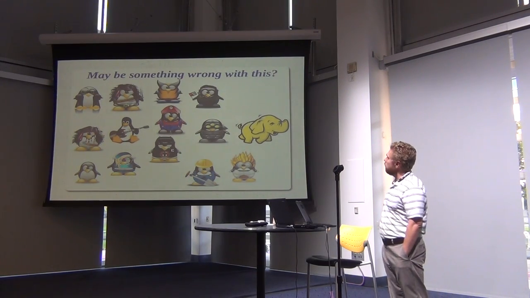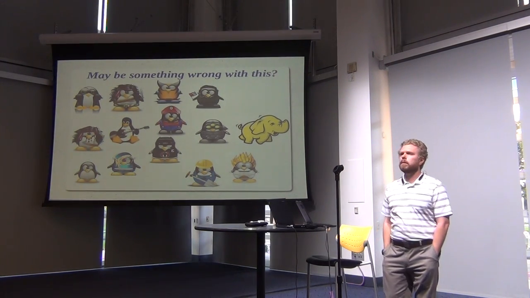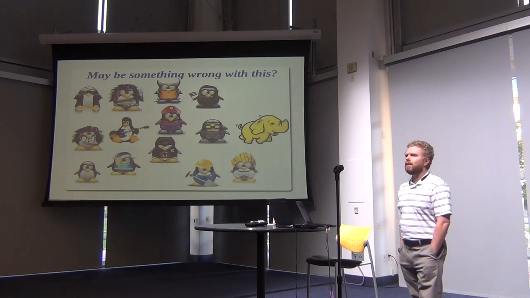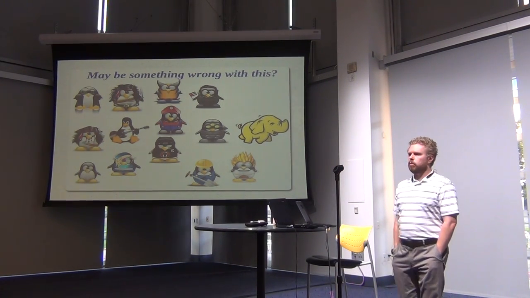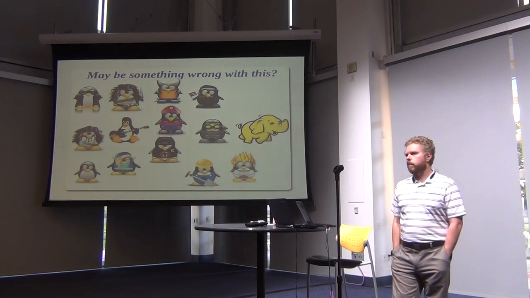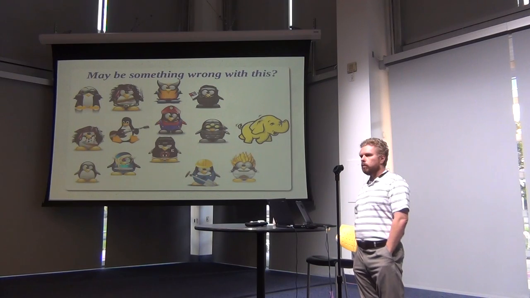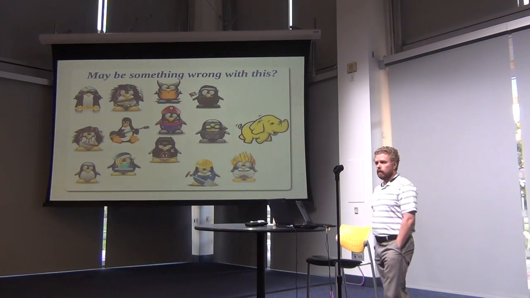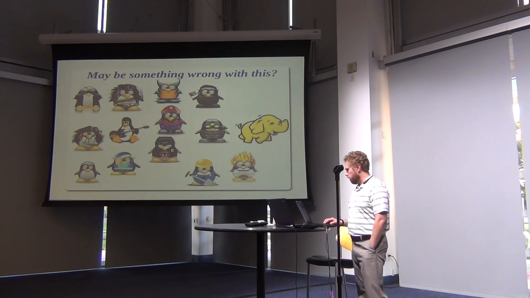Anyway, the point that I was driving at is this, right? That feature looks awfully wrong to me. Last time I counted, there were 325 distributions of Linux, and there's only one distribution of Hadoop. I think it's wrong. I think we probably can do better than this.